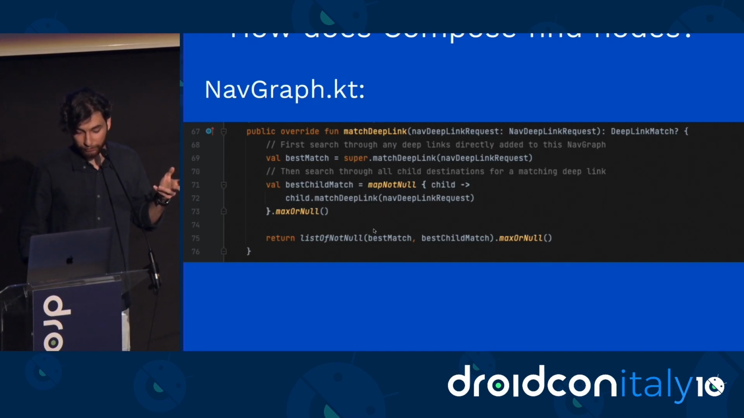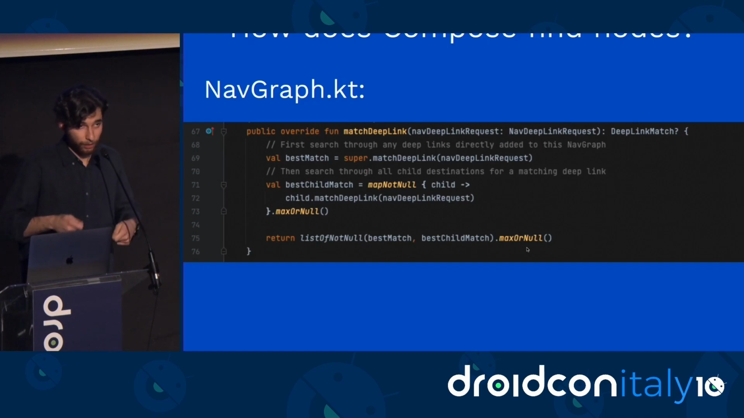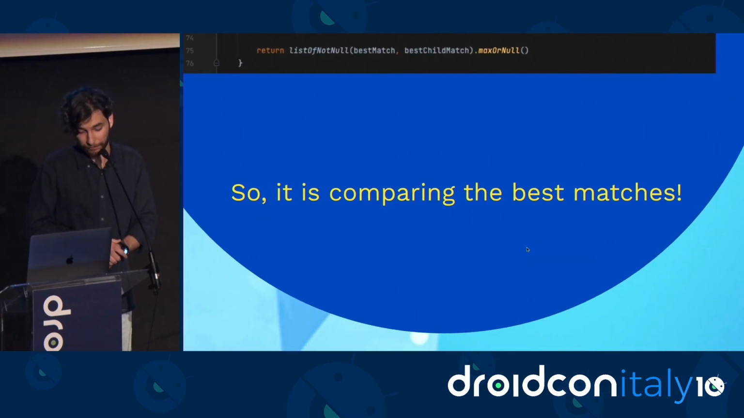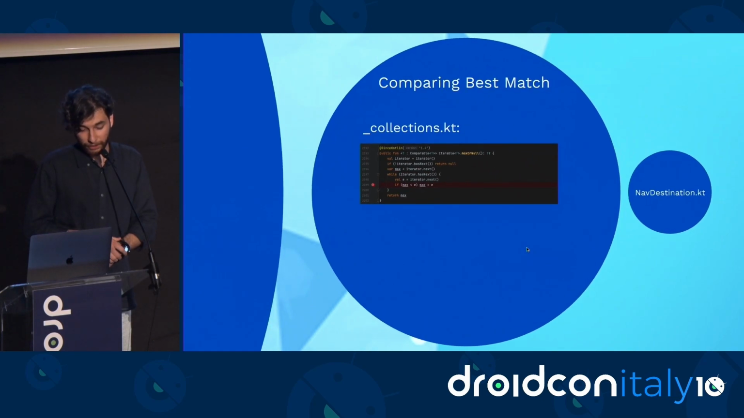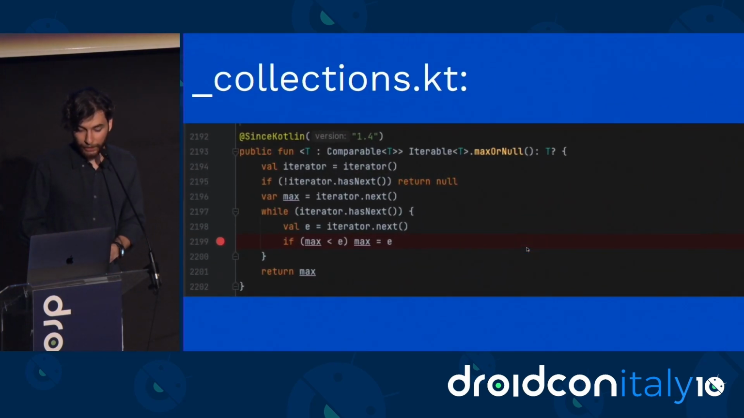Basically, it is always returning the best match, which is at the left side of this method. So I became curious about how this maxOrNull function is working. I went inside the implementation again, and the implementation is in the collections.kt file. It is basically a simple maximum finding operation.